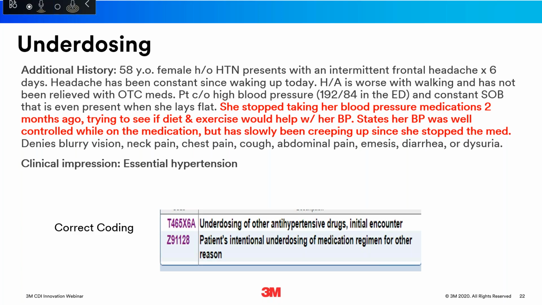And then your correct coding, I have a correction here. Your first primary code would be the I10 for the essential hypertension. And then after that, you would code as a secondary the underdosing of antihypertensive drugs, initial encounter. And then we know that she's intentionally underdosing because she chose to stop to see if she could control it with her diet. So we would add the Z code for intentional underdosing of medication regimen for other reasons. So just make a note there that the essential hypertension should be coded first because your T code is not going to be primary. It's going to be whatever condition is going to be your primary diagnosis.